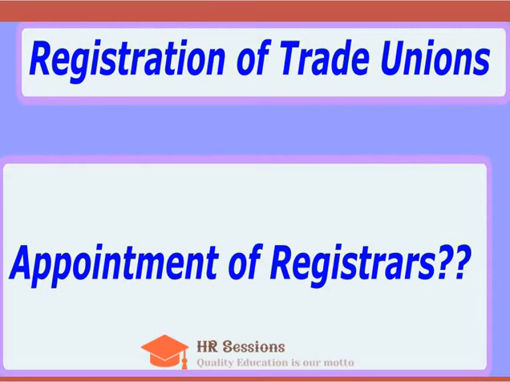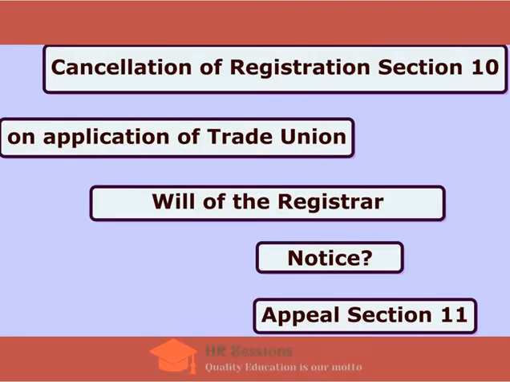No doubt there is a mode of registration, where 7 or more members of the trade union subscribe their names to the rules of the trade union. It is provided that no trade union of workmen shall be registered unless at least 10% or 100 of the workmen, whichever is less, are engaged in the establishment. So this is the condition of registration of a trade union.